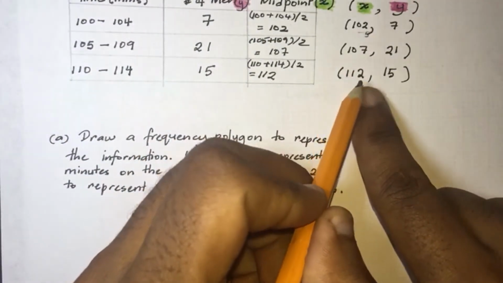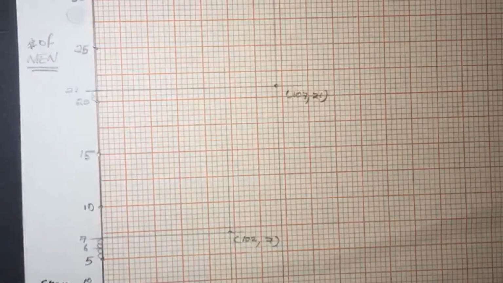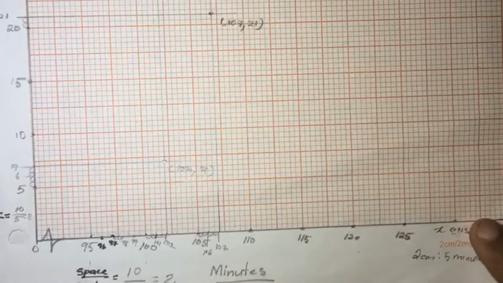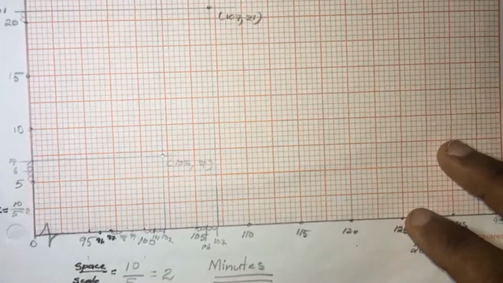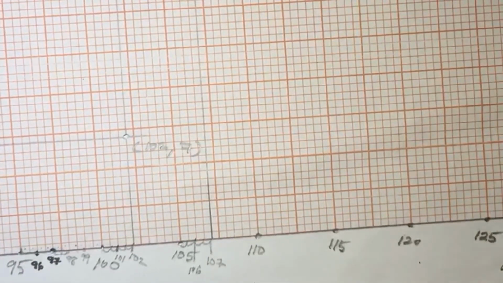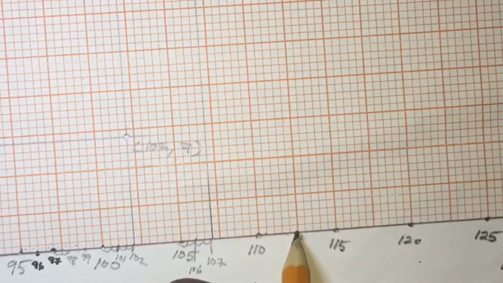Next point is 112 with 15. Where would 112 fall? Between 110 and 115. Now, question to you. On which line would it fall? Where would the 112 fall? Is it this one? This one? This one? This one? Or this one? Which one?